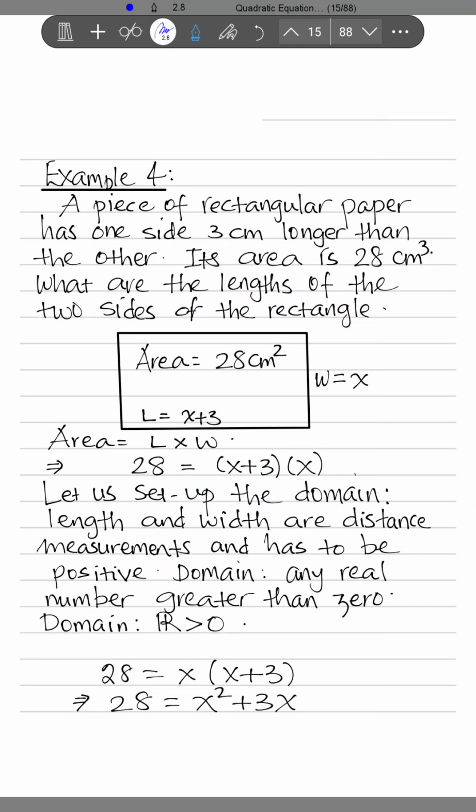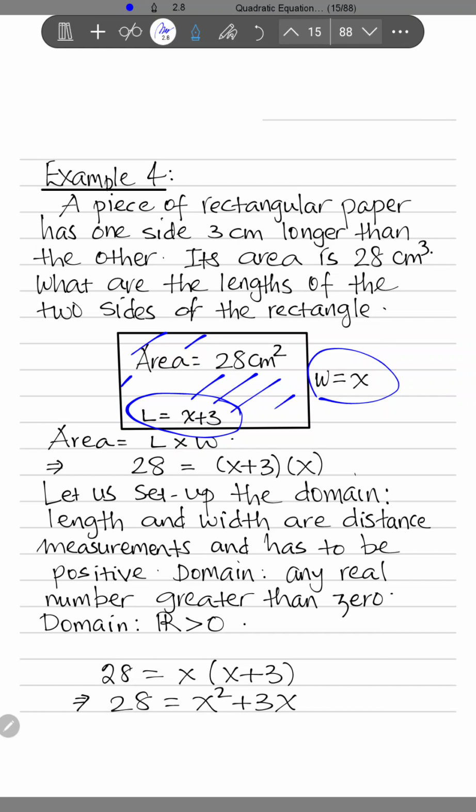One more example here. A piece of rectangular paper has one side 3 cm longer than the other side. This side, the length is 3 cm longer than the other side. Say here the width. Its area is 28 centimeters squared. What are the lengths of the two sides of the rectangle?